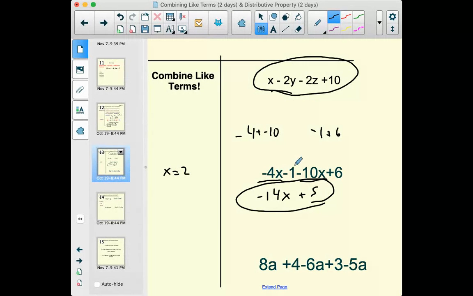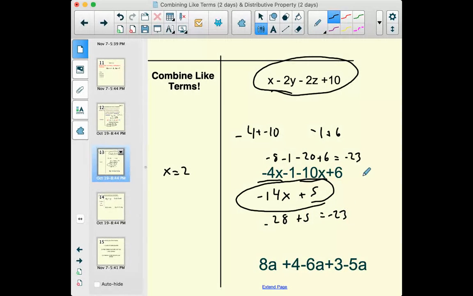All right, if you plug in 2 for x, you would have negative 4 times 2, which is negative 8, minus 1, minus 10 times 2, which is 20, plus 6. Okay, so negative 8 and minus 1 is negative 9, minus 20 is negative 29, plus 6 is negative 23. Hey, you can confirm the math on your own if you'd like, but that's what that adds up to. Okay, so if I plug 2 in for x here, let's see what happens. Negative 14 times 2 is negative 28, plus 5 is negative 23.